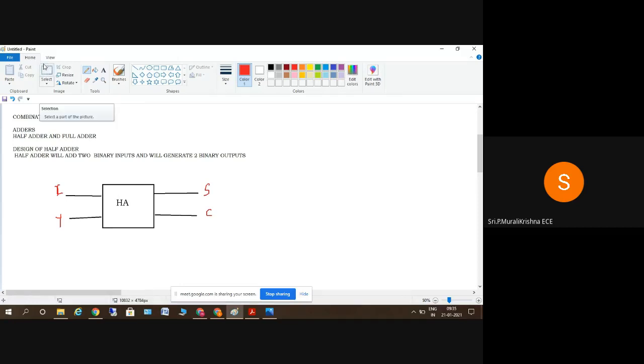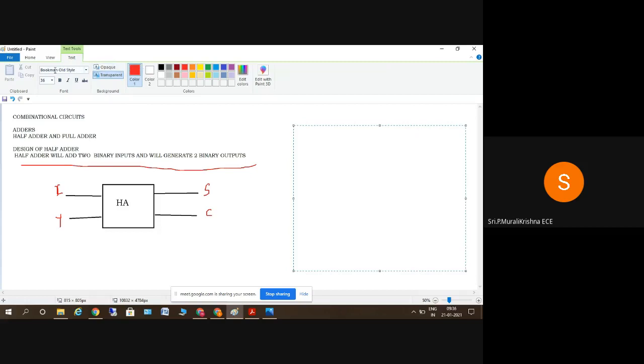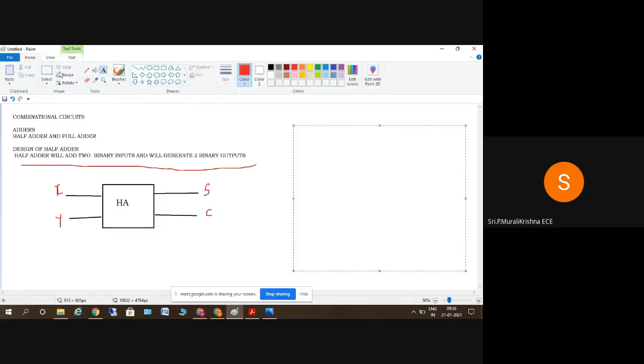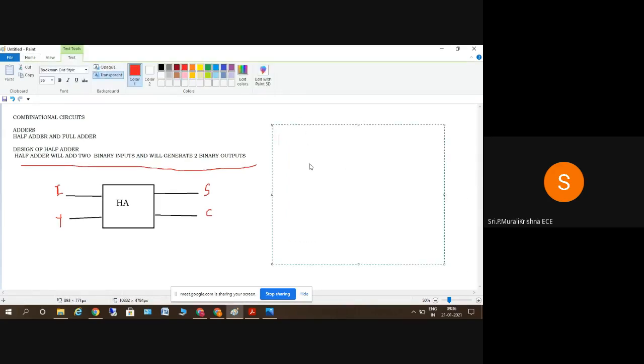Now I have to draw the truth table here. For any design, this is the common thing. If you are given a circuit like this, you design a half adder and full adder, so first of all, define those terms. It is used to add two binary numbers, and it will generate two binary outputs here. Now I'll go for the truth table. The truth table will be like this. Two inputs x, y, and two outputs sum and carry.